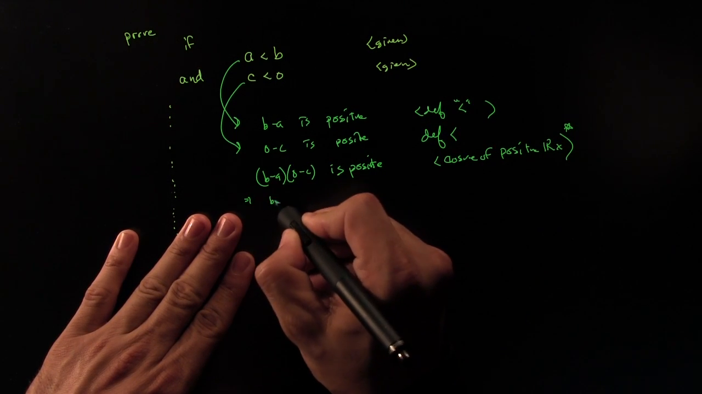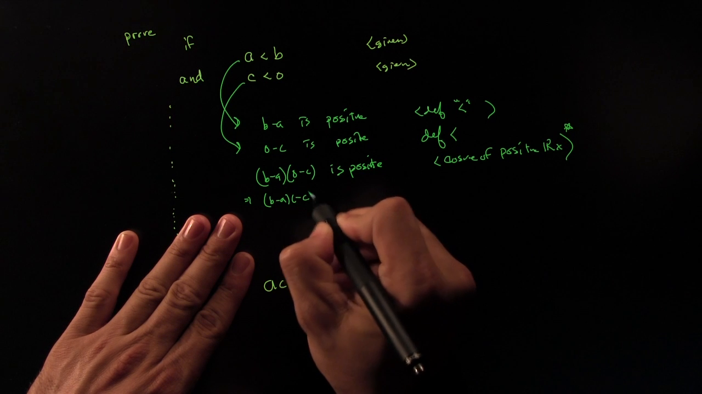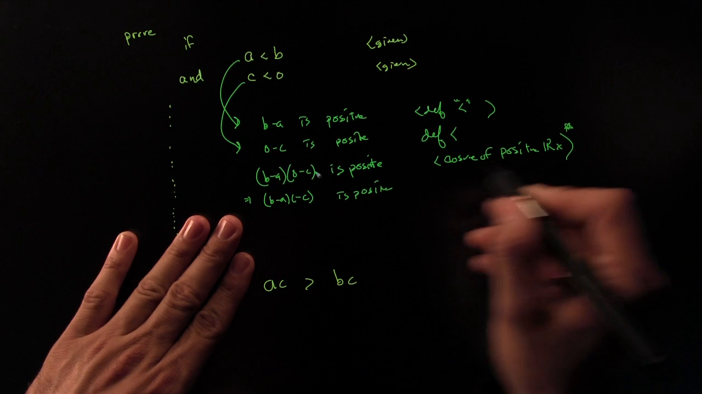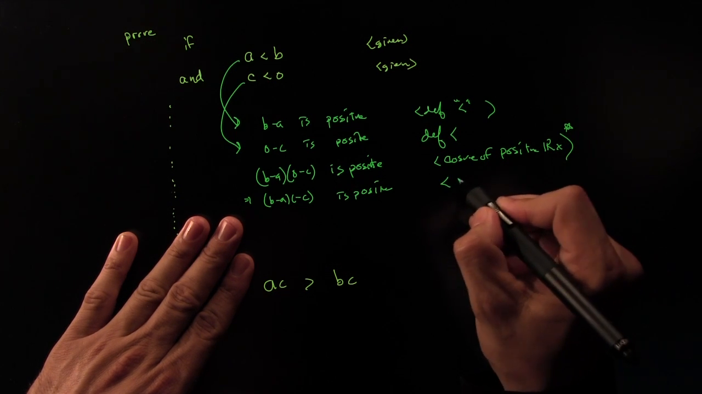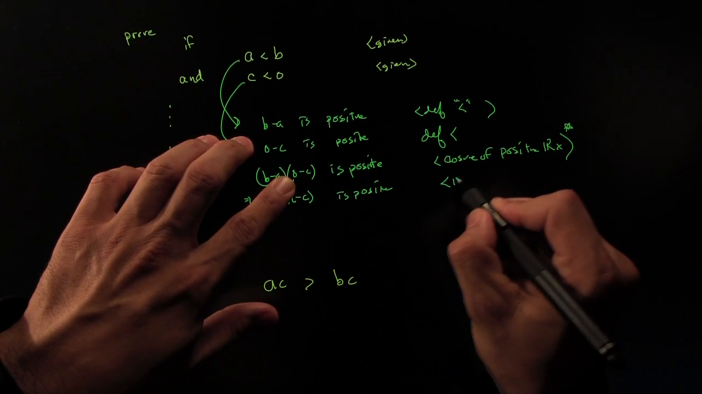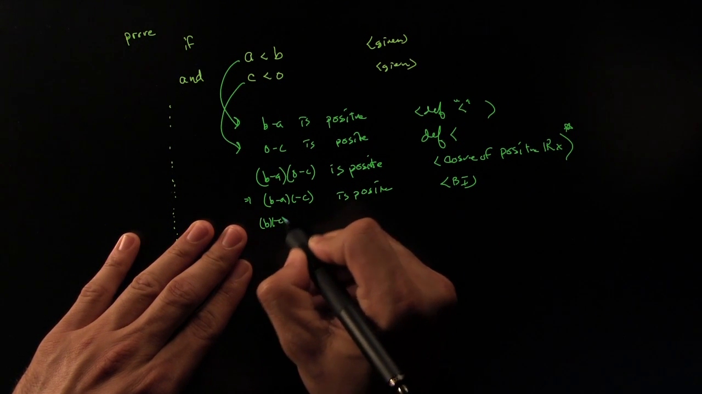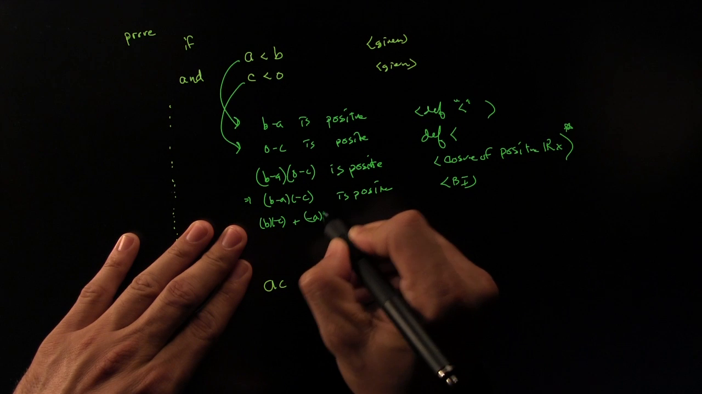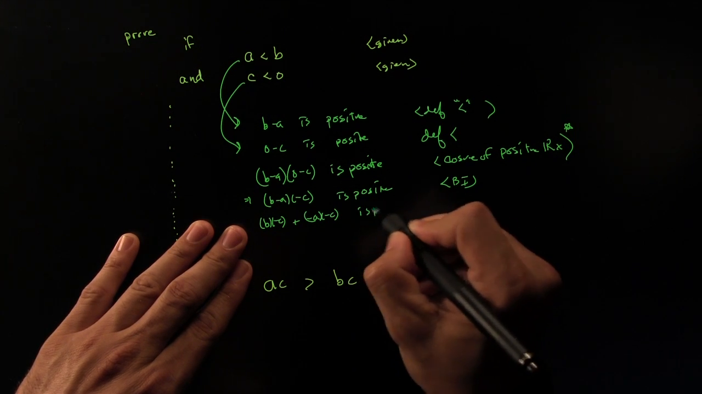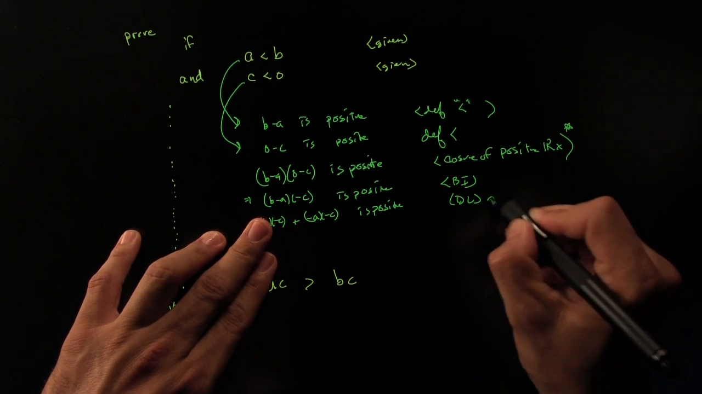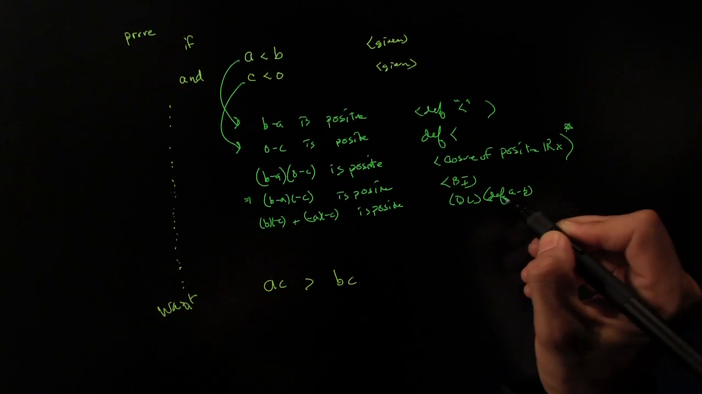This means that B minus A times negative C is positive. That's because 0 minus C is just still negative C. All I did is get rid of that 0. Now I could distribute that. That would give me B times negative C plus negative A times negative C is positive. That's because I just used the distributive law and definition of A minus B.